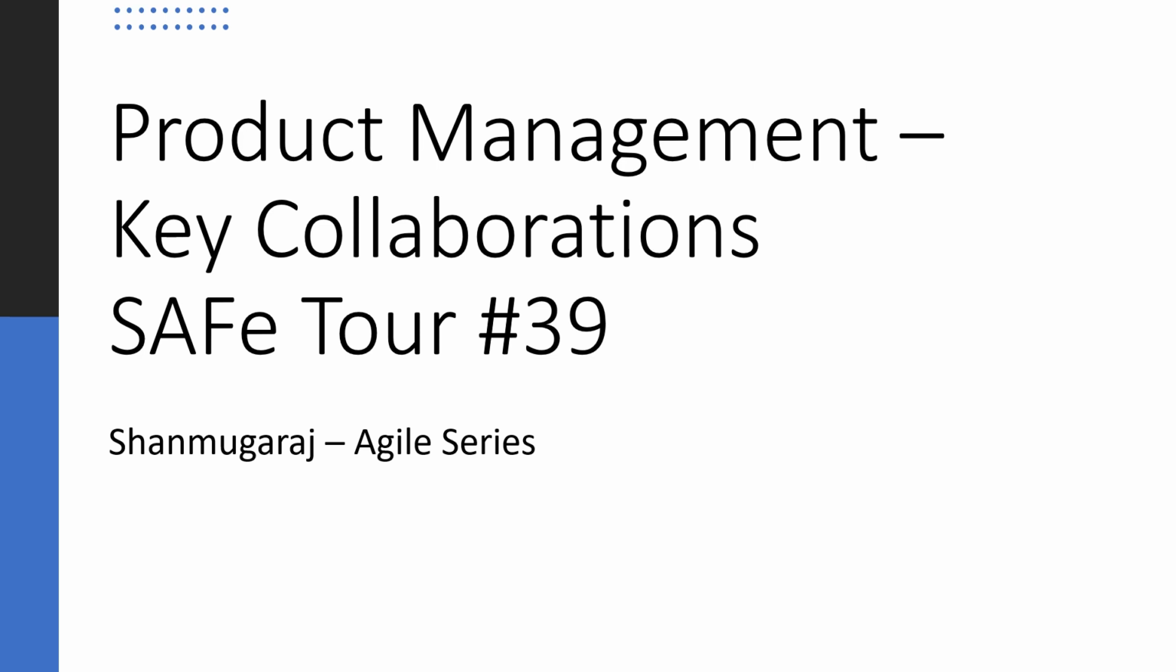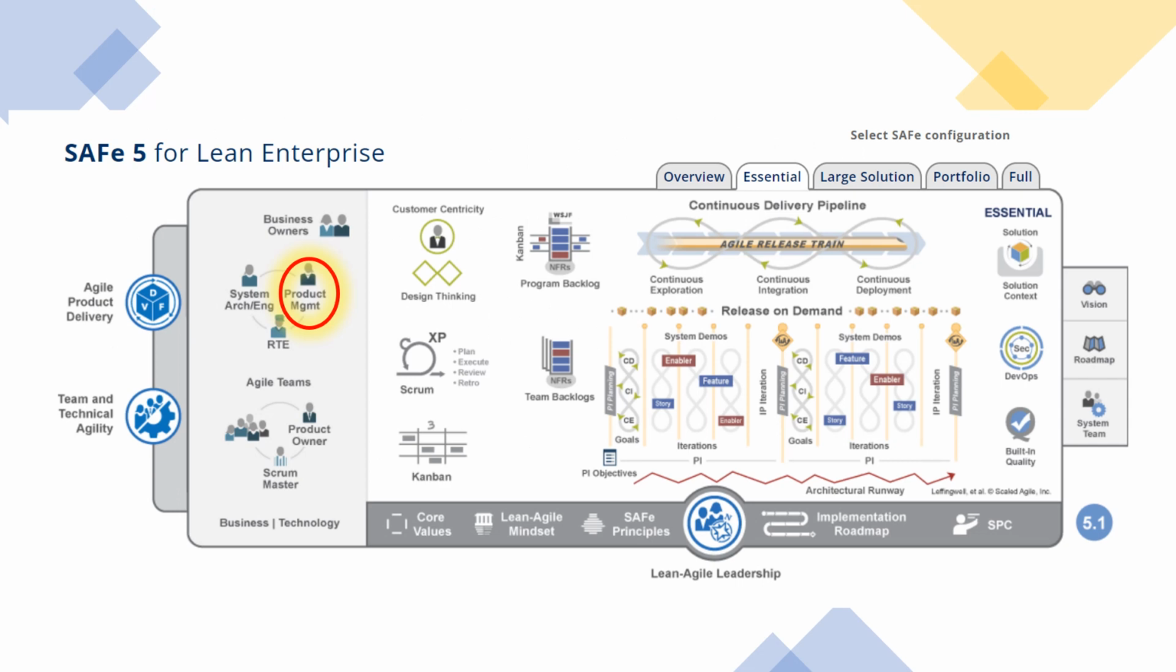Today's topic is product management key collaborations. We need to understand what are the key collaborations of the product management function. As you are aware, we are in the journey of discussing different elements available as part of various configurations of SAFe for Lean Enterprise. We started discussing essential SAFe, and currently we are discussing the product management function.